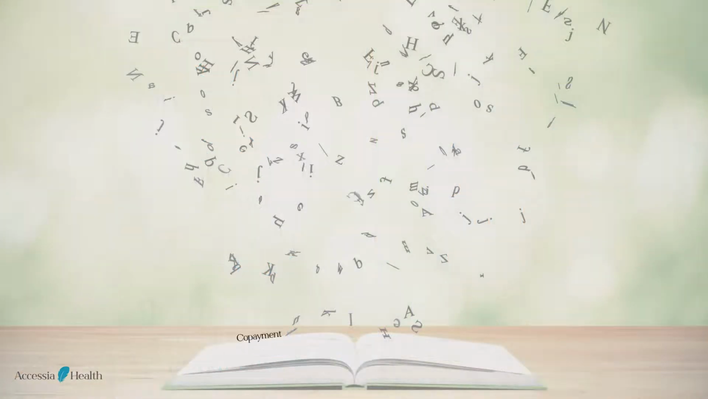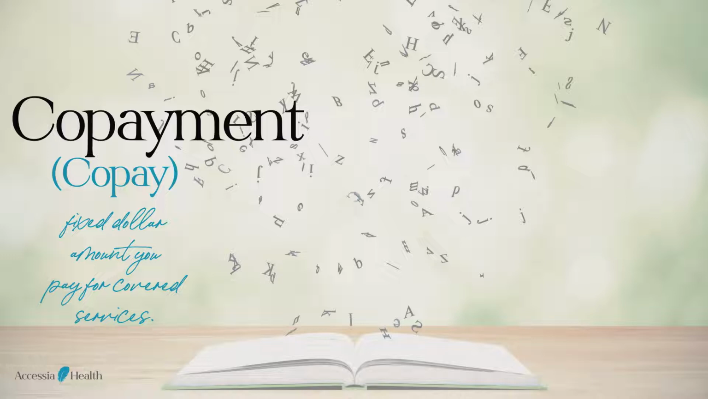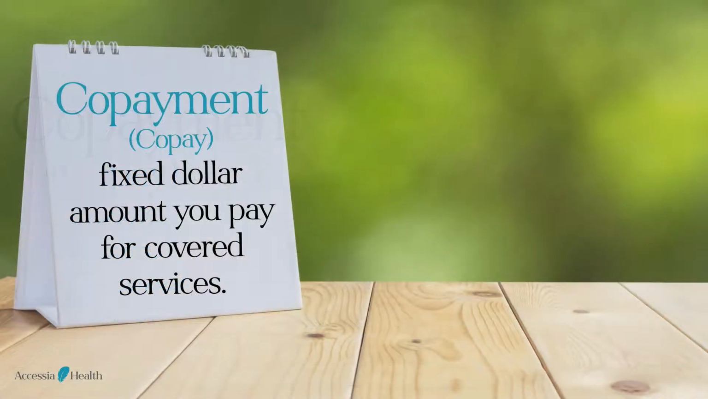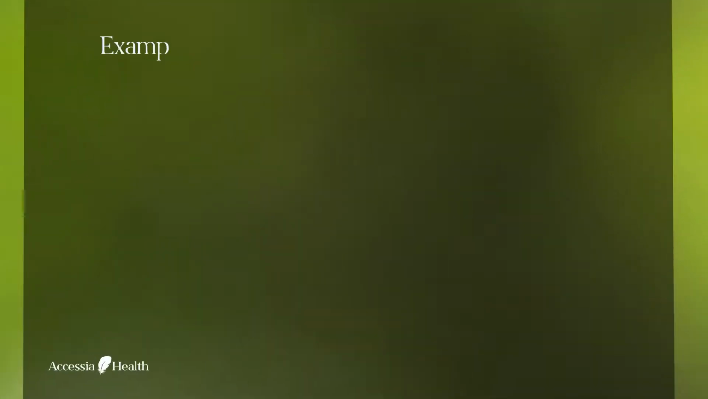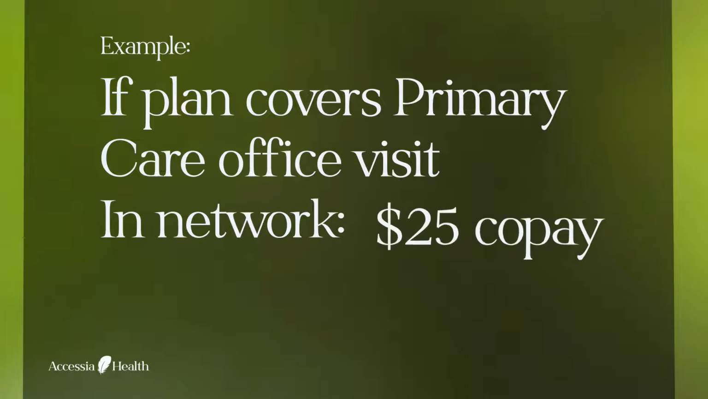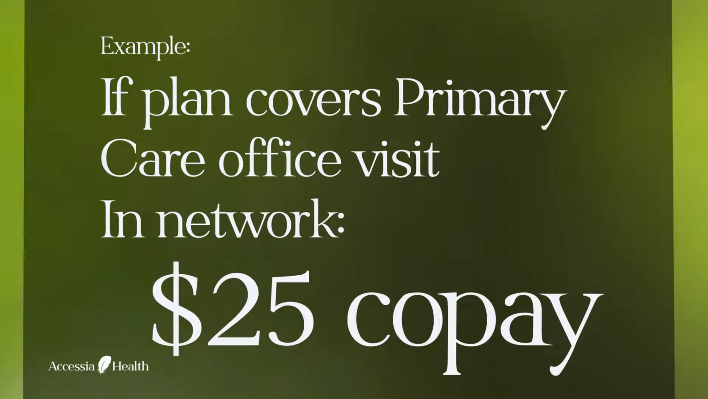The next term we'll review is a copayment, also referred to as a copay. This is a fixed dollar amount you pay for a covered item or service. The important thing to remember about a copay is that it is a set amount you'll pay each time you use the covered benefit. For example, a plan may cover an in-network primary care office visit with a $25 copay. And if this were the benefit, you would pay that same $25 for each primary care office visit as long as the provider was in network.